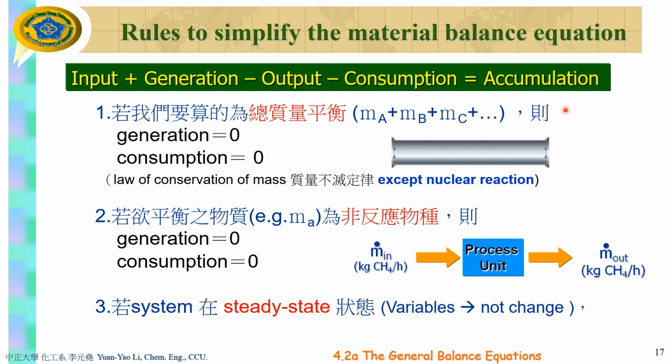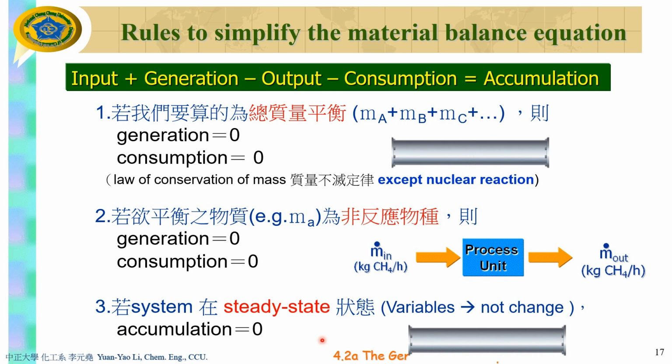Case 3 is if this system is a steady state system. That means the variables are not going to change. Normally steady state, you remember, is a continuous process. If this is a continuous process at steady state, there's no accumulation. Why? If you accumulate some species inside and it increases and increases, the accumulation will keep growing. So this won't be a steady state. So we remove the term of accumulation.